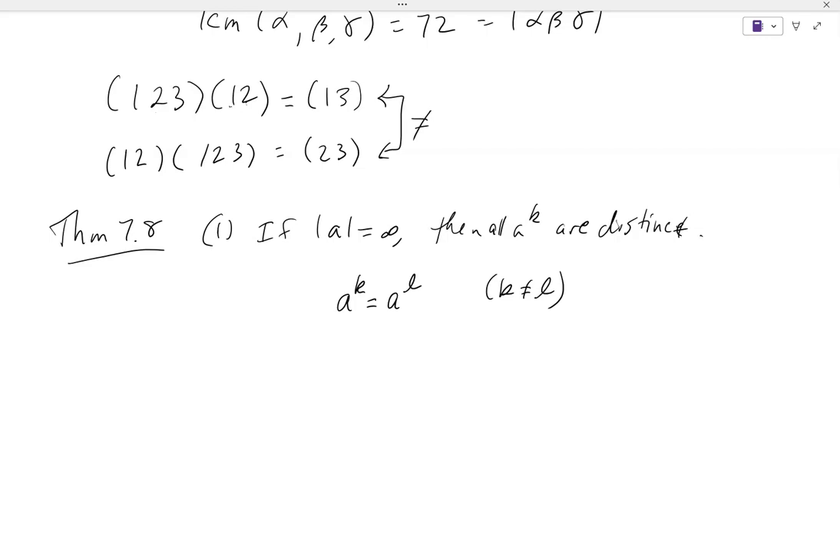Well, if we have two powers of A that give you the same answer, where K and L aren't equal, what can I do on both sides to get the identity on one side? Let's suppose, just for argument's sake, that K is strictly bigger. If they're not equal, one has to be bigger than the other, right? We agree? Okay. So what can I do to this equation to get the identity on one side?